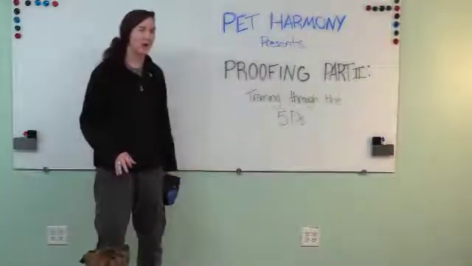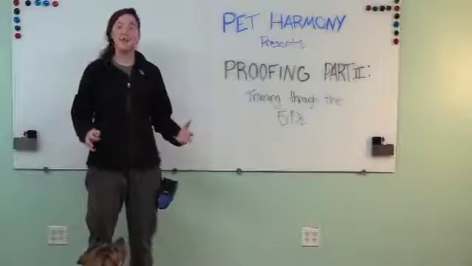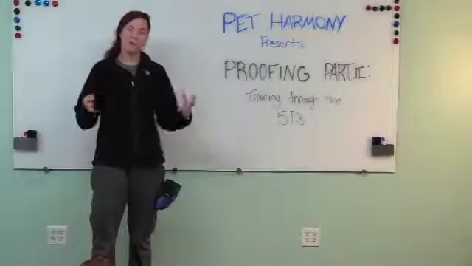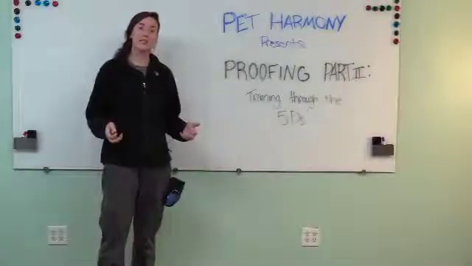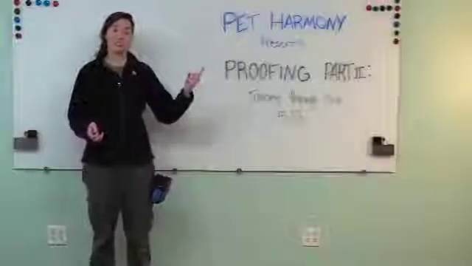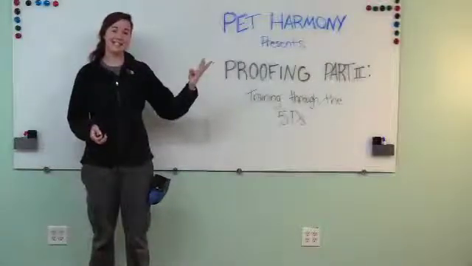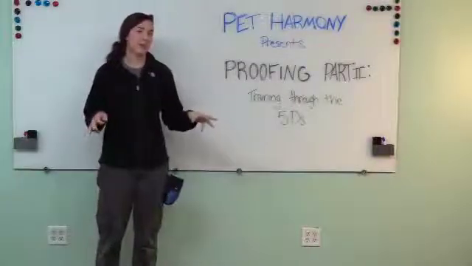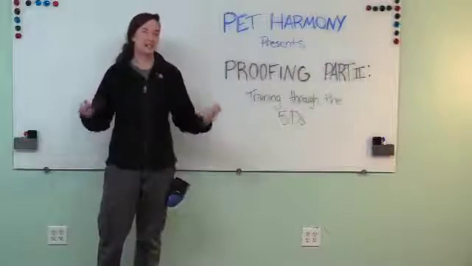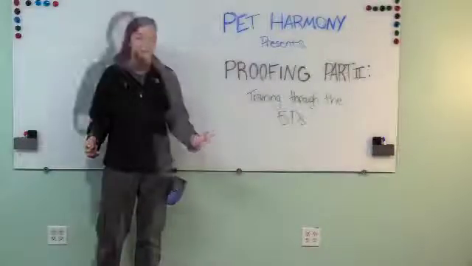So last time we talked about proofing, this concept that we have to generalize all of our dog's cues so that sit always means sit. And we talked about the 5 Ds: duration, distractions, distance, different people, and different places. That's all fine and well in theory, but how do we actually train through those 5 criteria?